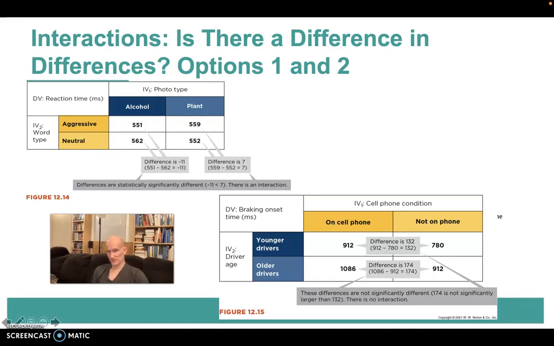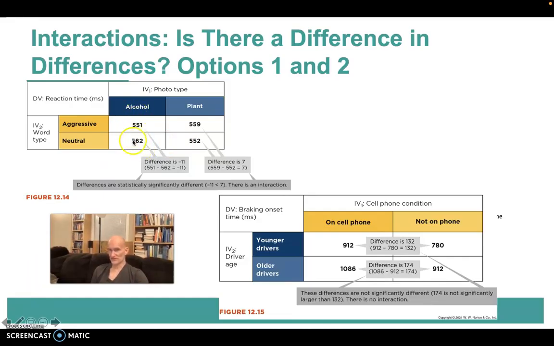So, for instance, in this experiment, the difference in reaction time to aggressive and neutral words differs between the alcohol and plant photo types. This difference is different than that difference, or this difference is different than that difference. It's kind of the same thing. So I hope that makes sense.